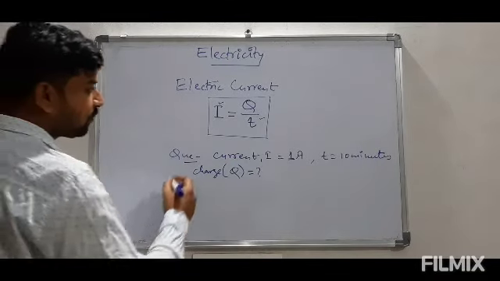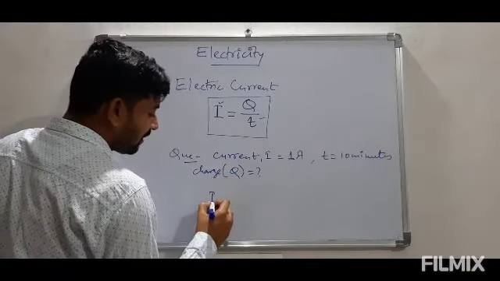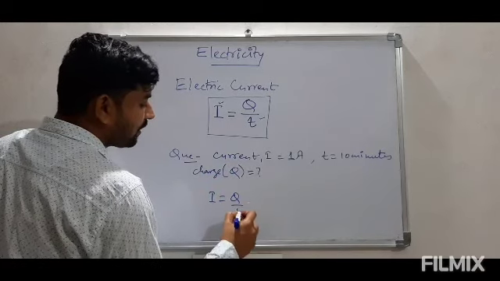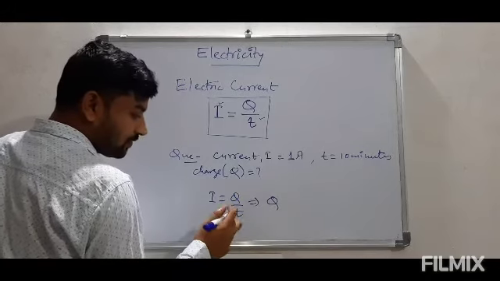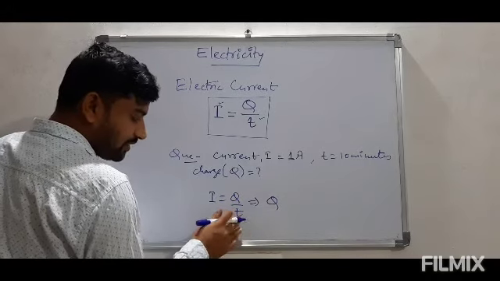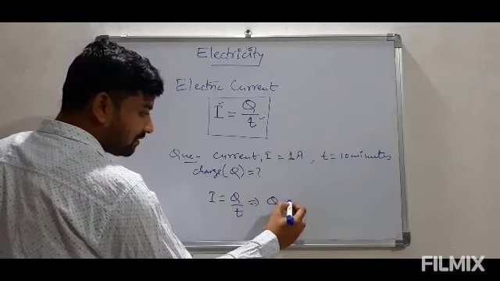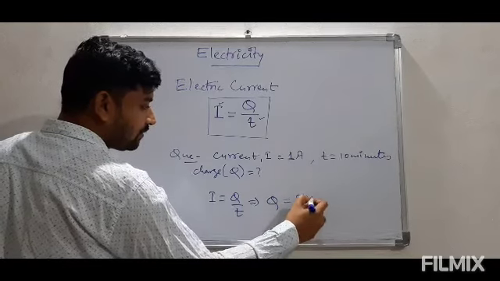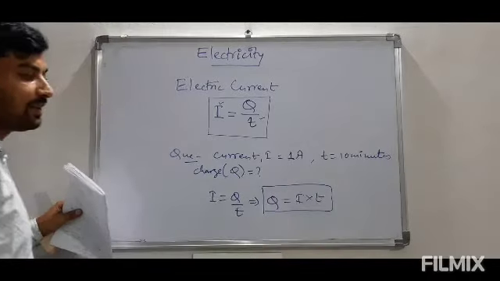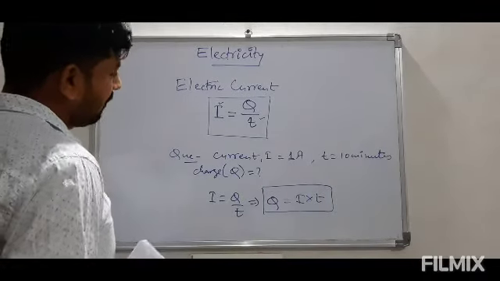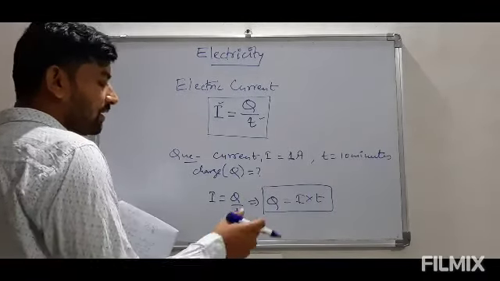So for this purpose, we have this relation I is equal to Q by T. From here we can easily say Q is equal to I into T, since T is in the denominator and division, it will be shifted to the other side. So we can say Q can be calculated by multiplying the current with time. In this way we calculate.